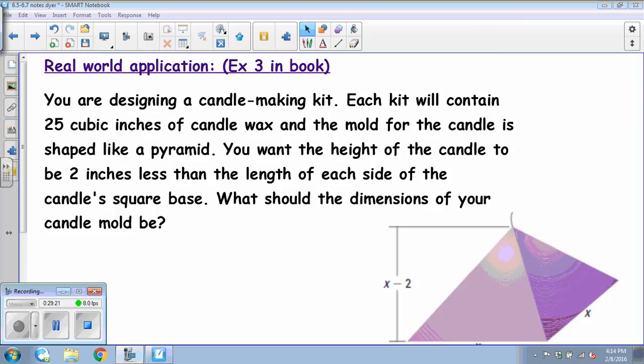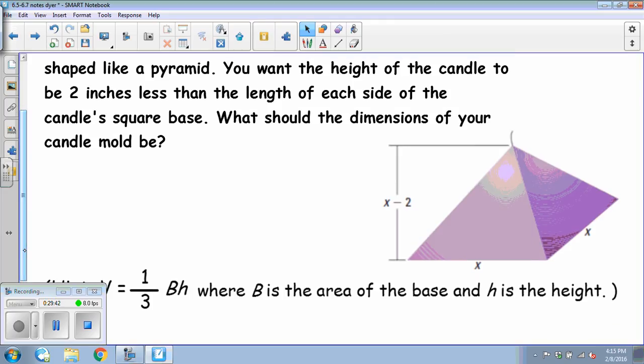Okay, in this problem it says, you're designing a candle making kit. Each kit will contain 25 cubic inches of candle wax, and the mold for the candle is shaped like a pyramid. You want the height of the candle to be 2 inches less than the length of each side of the candle's square base. What should the dimensions of your candle mold be?